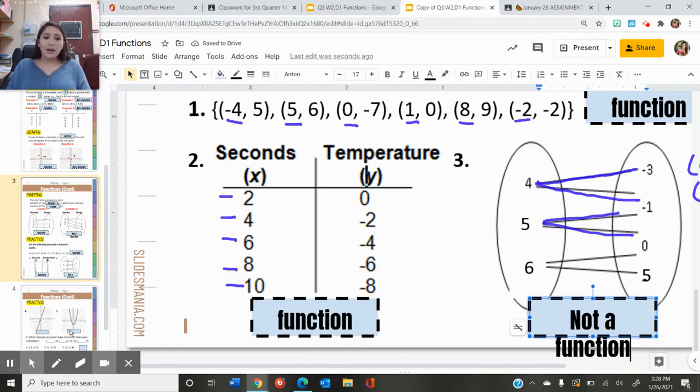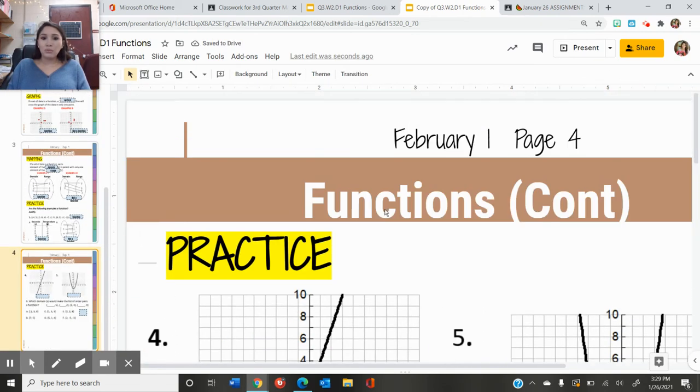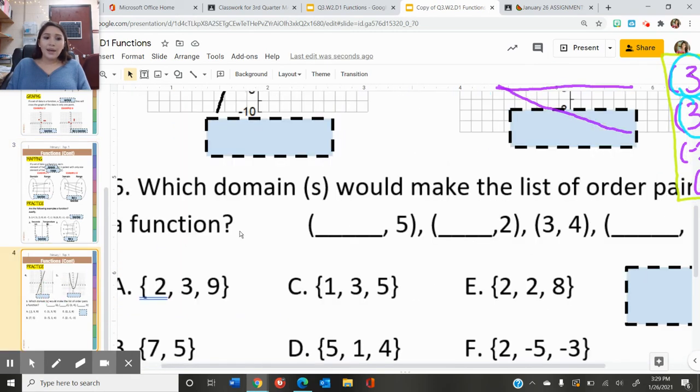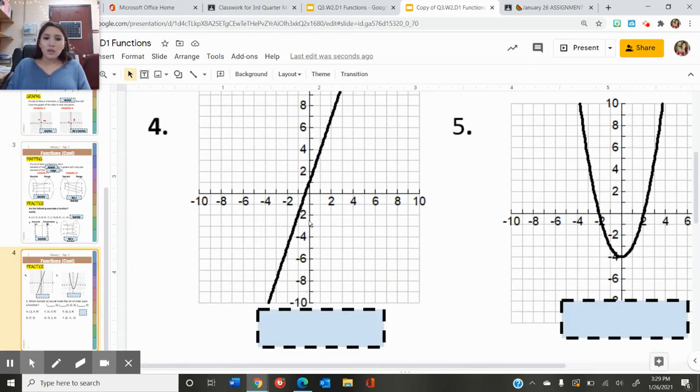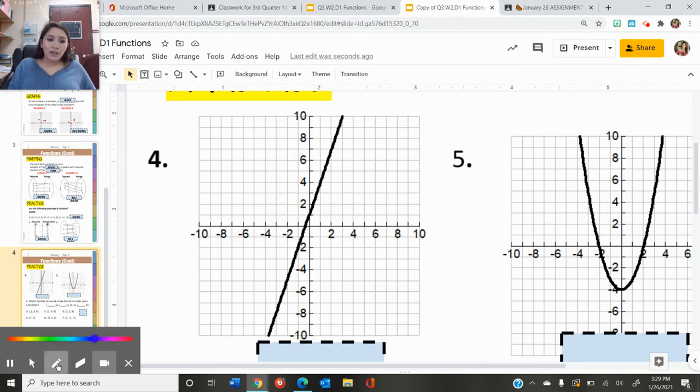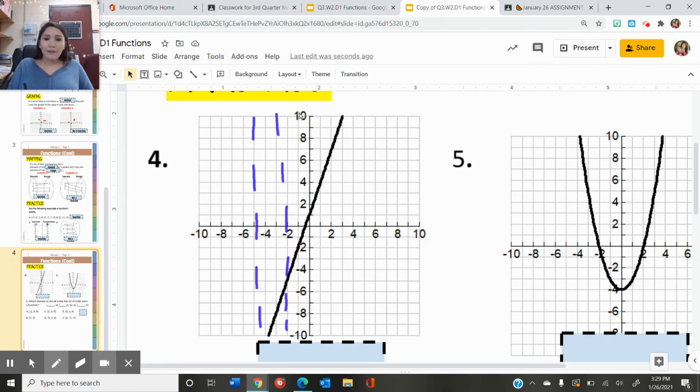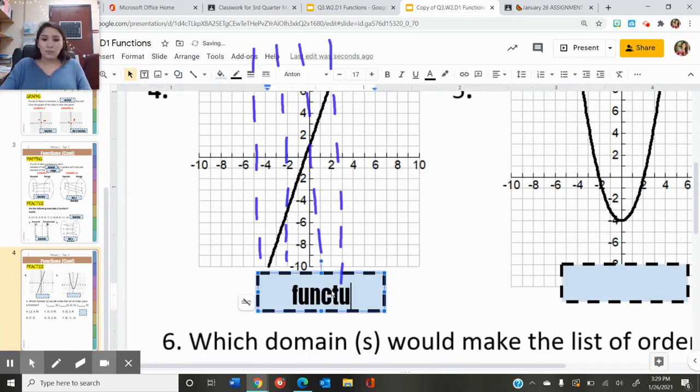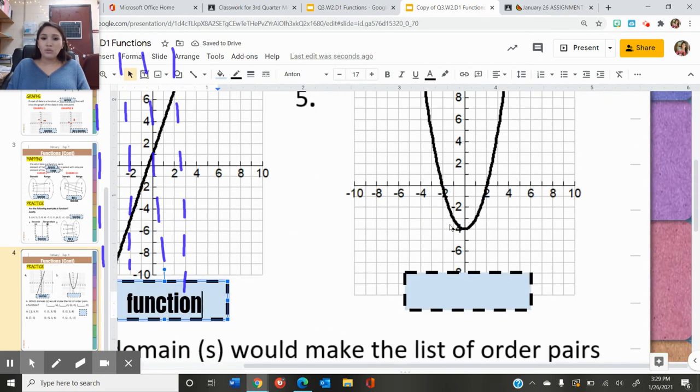Okay, let's go ahead and look at our next page for some more practice problems. So looking at number 4 here, we have a graph, and if we have graphs, we have to perform the vertical line test. So I'm going to go ahead and perform the vertical line test, and I'm just going to draw a whole bunch of lines through this graph. If I keep doing this, it passes the vertical line test every time. So that means that this is a function. It passed the vertical line test.